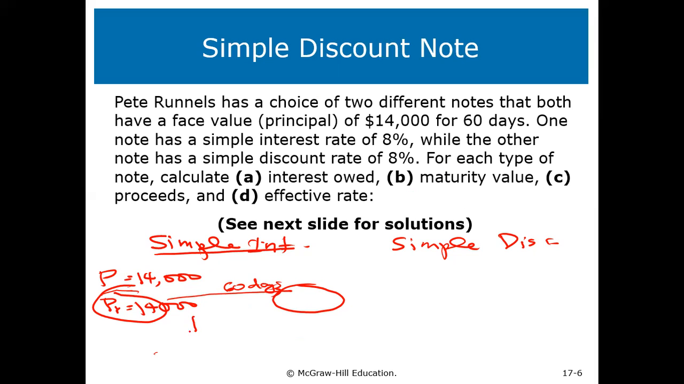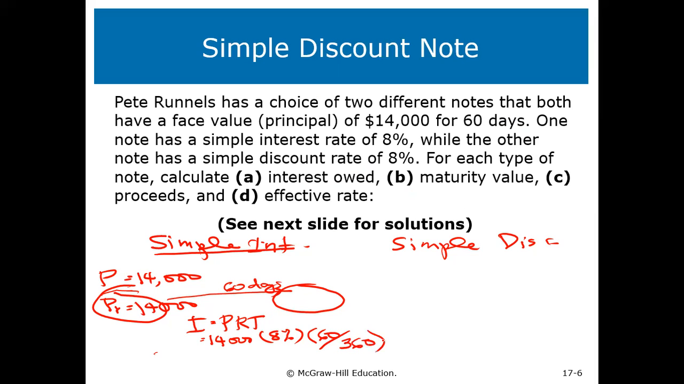Alam natin ang formula nito: interest is equal to the principal times the rate times the time, di ba? So what will this be? The principal is 14,000. The rate is 8%. And the time is 60 days. Okay, and then we have to convert the 60 days into year. So this is 60 divided by 360.